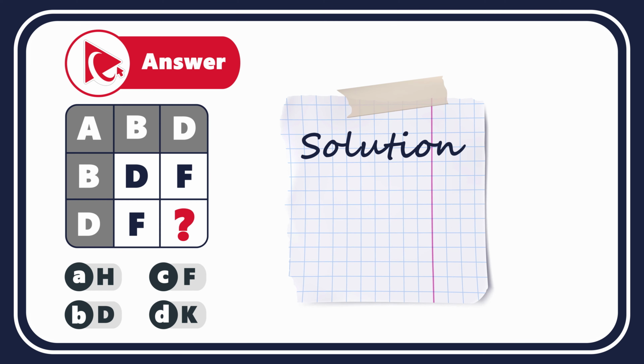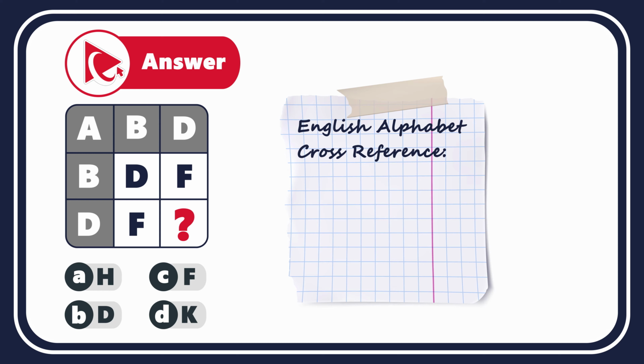To answer this question correctly, let's look at our matrix from a little different dimension. Each letter here corresponds to a specific place in the alphabet, which can be represented by a number. For example, letter A equals 1, letter B 2, C 3, and etc.